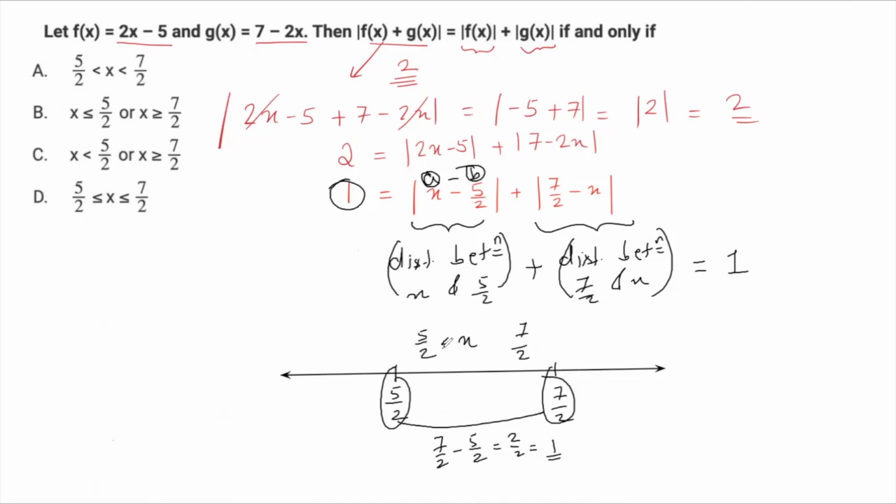Also, x can be equal to 5/2 or 7/2, because if I take x as 5/2, its distance from 5/2 will be 0, but its distance from 7/2 will be 1. So the total distance became 0 plus 1, which is 1 again. Similarly, I can take x as 7/2. The distance between 7/2 and x would be 0, and the distance between 7/2 and 5/2 is 1. The total distance again became 1. So yes, x has to be greater than or equal to 5/2 and less than or equal to 7/2, right? So that's again option D.